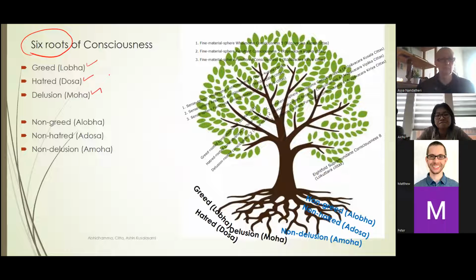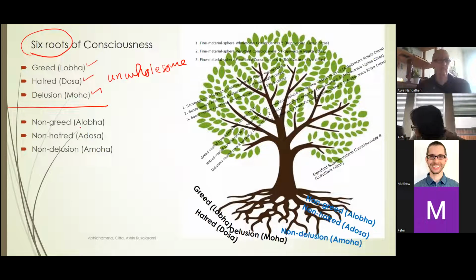These are the unwholesome roots. The opposite of these 3 roots are non-greed, non-hatred, and non-delusion. Only the prefix is different here: non-greed, non-hatred, non-delusion. These are the wholesome roots.